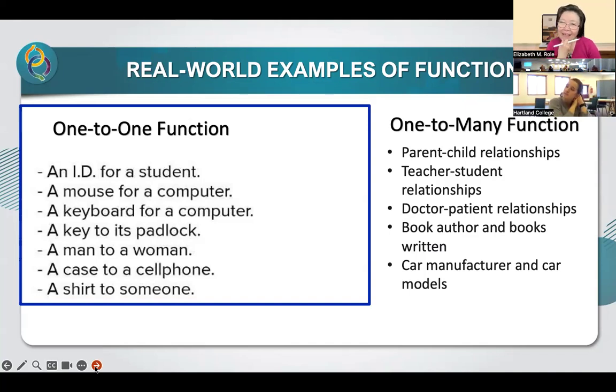But for one-to-many, parent-child relationships, because one parent can have many children, but that is still a function. Teacher-student relationships: I am your teacher, and I am relating with 4 students. Or a doctor-patient relationship, so one doctor with different patients. The book author and books written, with several written books but just one author. And car manufacturer and car models.